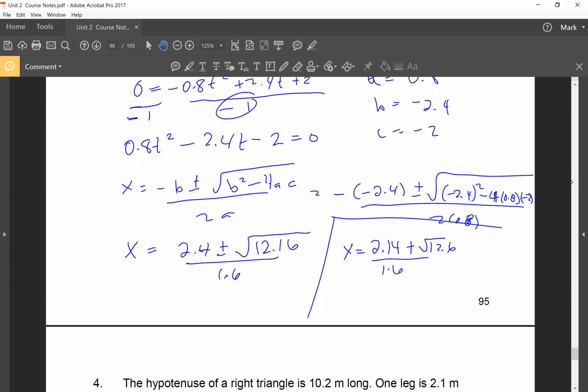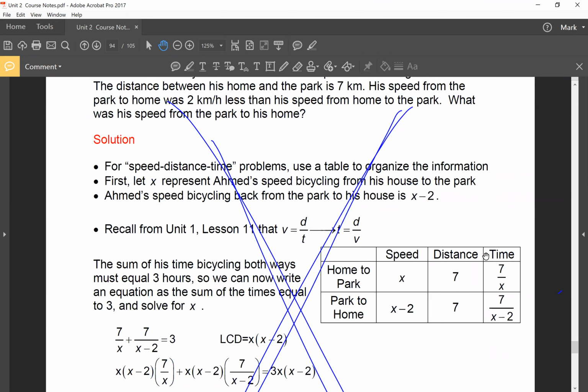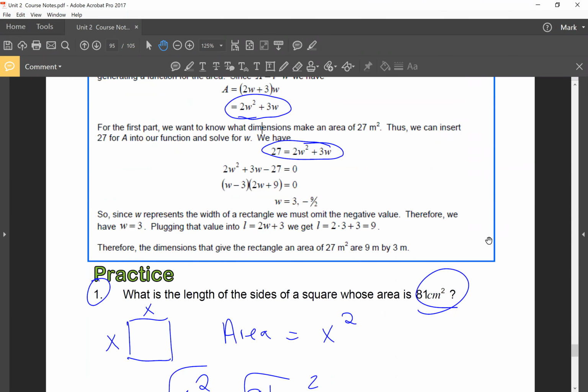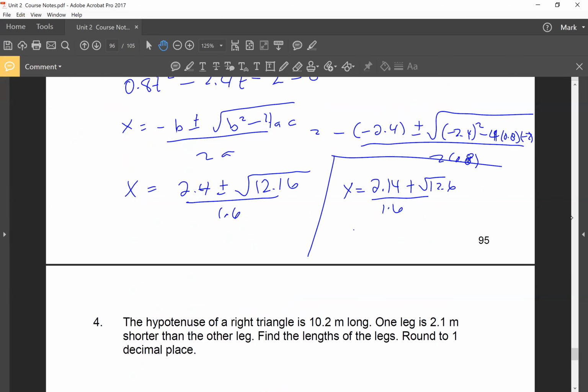Oh, what am I going to do? I'm almost out of room. And x, oops, sorry. My wrist hit the space bar, my bad. And x equals 2.4 minus root 12.16 over 1.6.